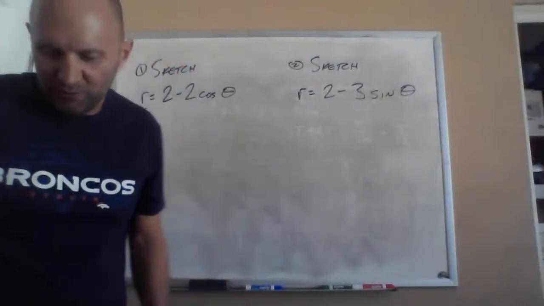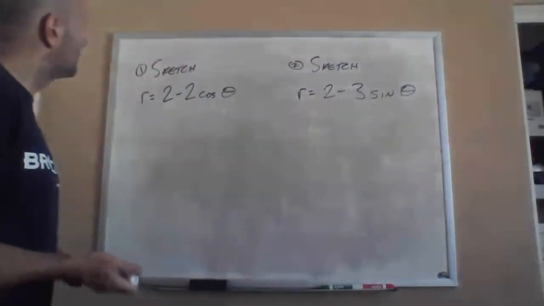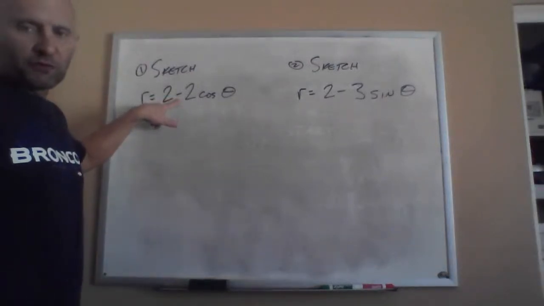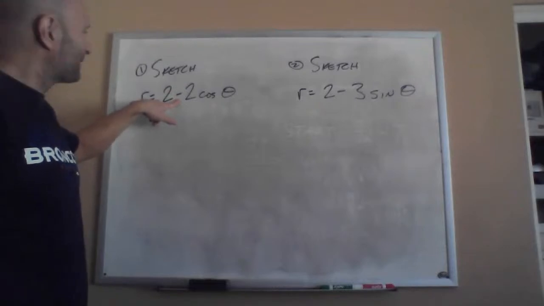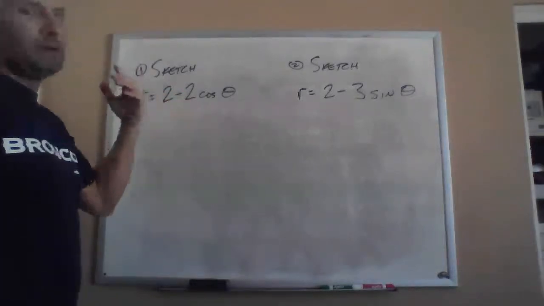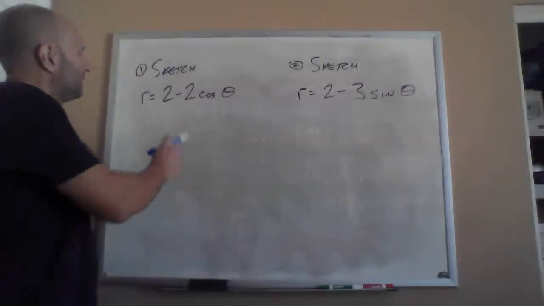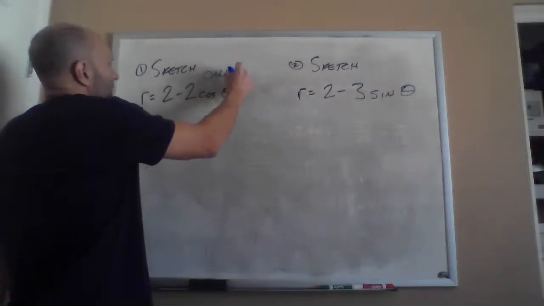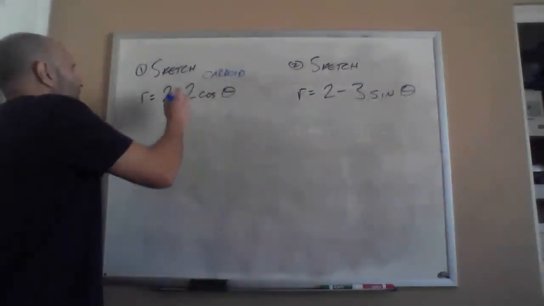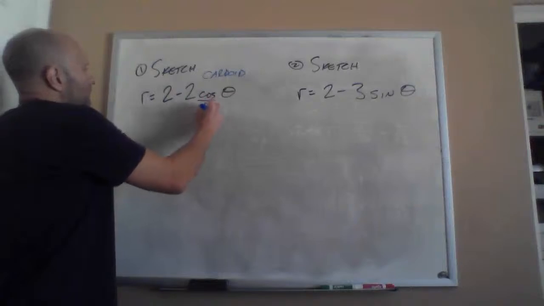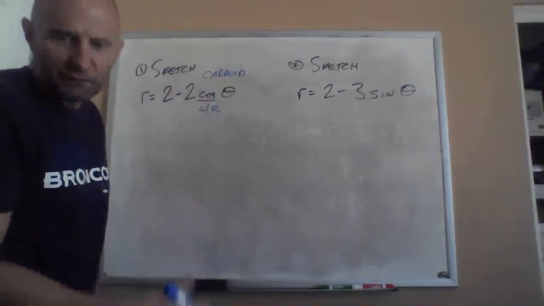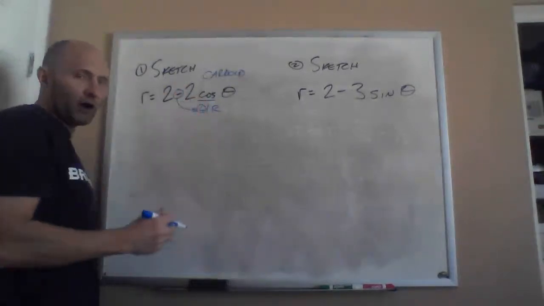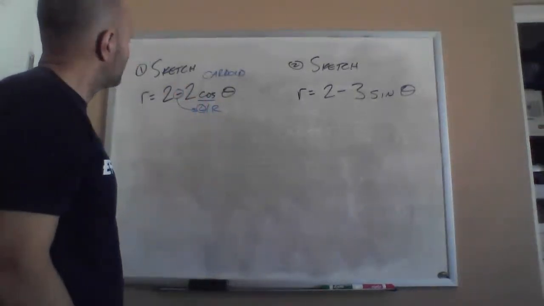All right, so let me work this one for you guys. So this first one, we have a plus or minus sign. Plus or minus sign means it has to either be a cardioid or a limaçon. Because the numbers are the same, this means it's a cardioid. Next thing, cosine. That tells me it's either pointing left or right. Because of the negative sign, that tells me it's a heart pointing towards the left.